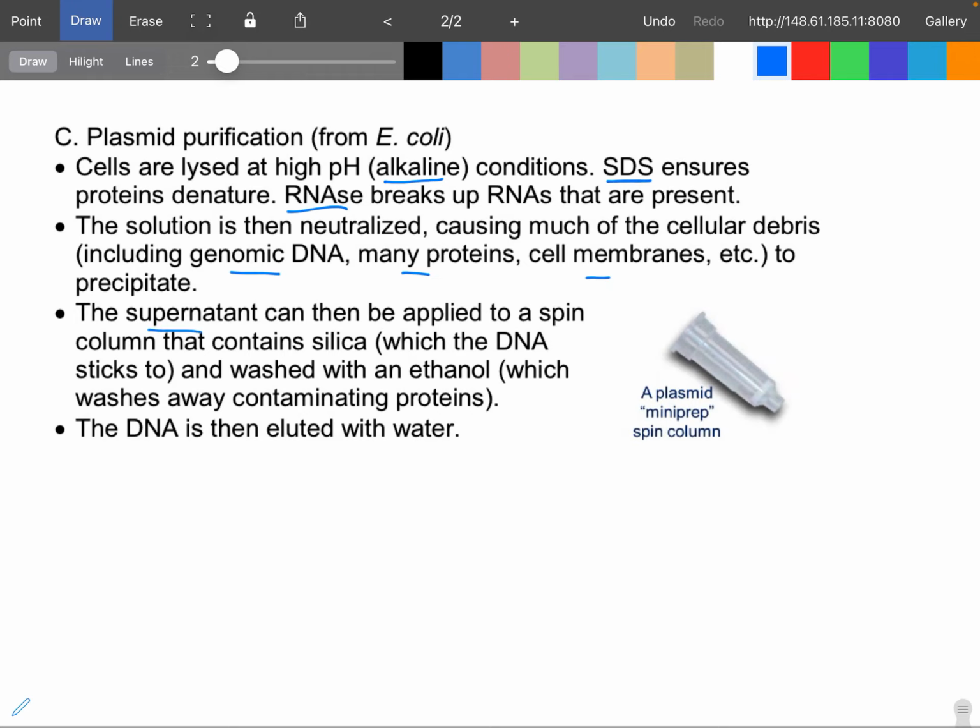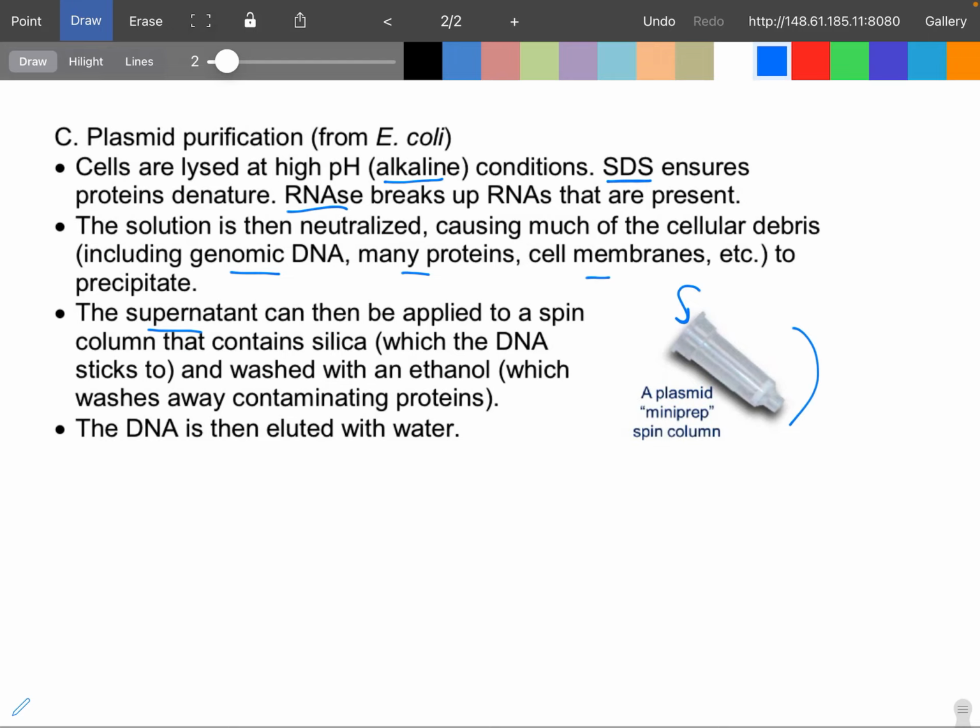And the supernatant is going to contain the DNA, the plasmid DNA we want. It's not going to contain the genomic DNA because that's been precipitated. It's going to contain some proteins as well. And so we have to then have another purification step. And so we apply that supernatant to a spin column shown here. So we'll put the DNA solution, or the supernatant solution, into that spin column.